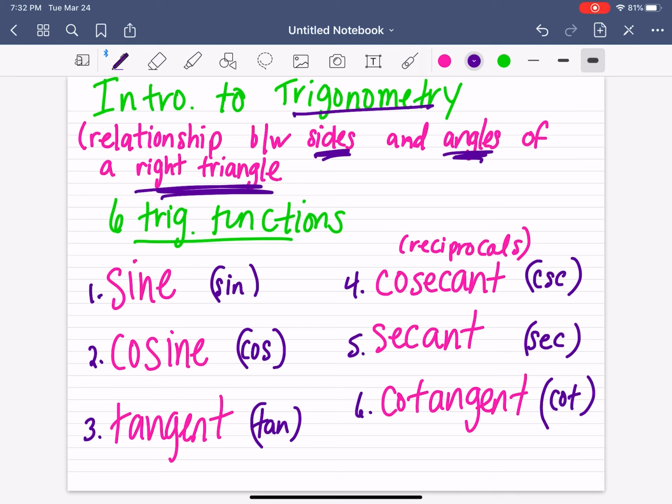The very first one is sine, and it is abbreviated sin. The second trig function is cosine, abbreviated cos. The third one is tangent, abbreviated tan.